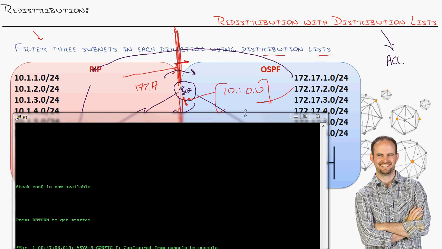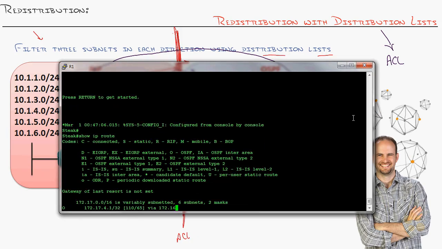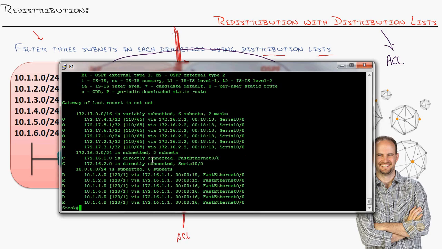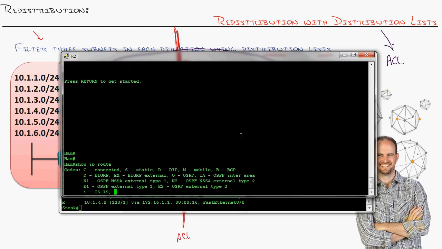So let's take that goal. Let's filter OSPF into RIP first. I'm going on Steak. Let's do a show ip route. I've already got redistribution configured, so this guy's doing it. Steak is actually sending the OSPF routes into RIP. Let's just verify, just to make sure. Never trust a router named Steak. That's what I always say.